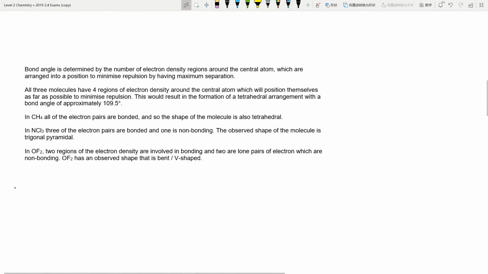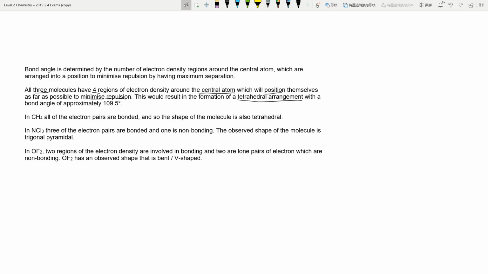Bond angle is determined by the number of regions of electron density around the central atom, because they want to minimize repulsion by being as far away as possible. So you can see all three molecules have 4 regions of electron density around the central atom, and they will position themselves as far away as possible to minimize repulsion. So they all have a tetrahedral arrangement.